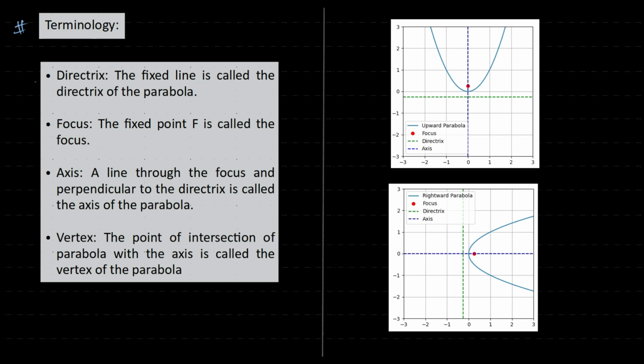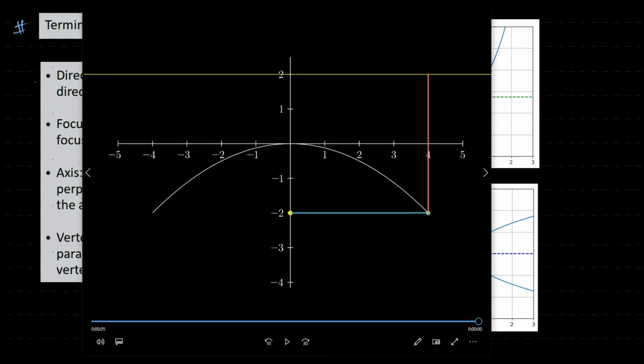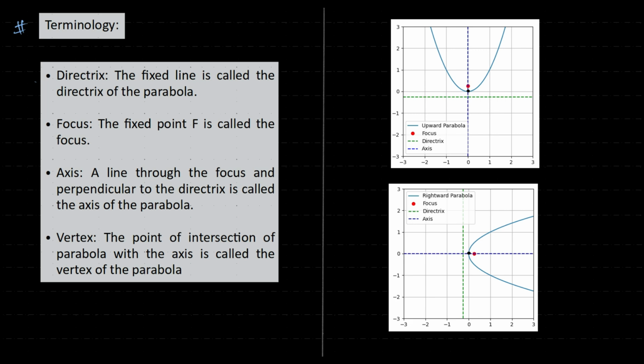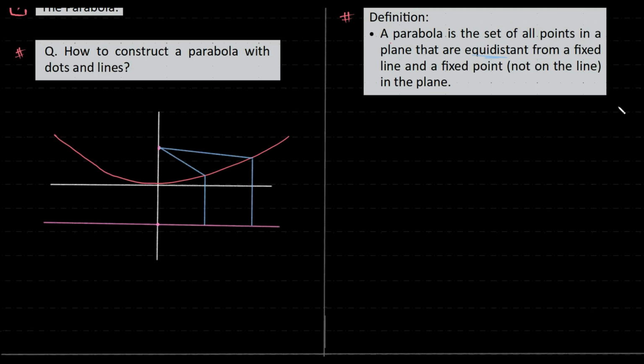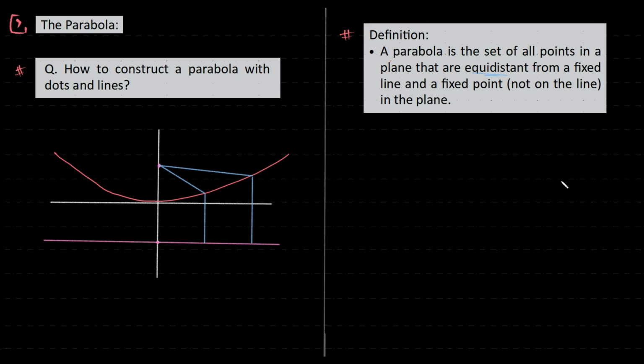So basically, this point not shown in the diagram over here, those are your vertex. Okay, so let me repeat: directrix, focus, axis, and vertex. Right? So those are your terms associated with the parabola. So yeah, you guys have to write the definition.